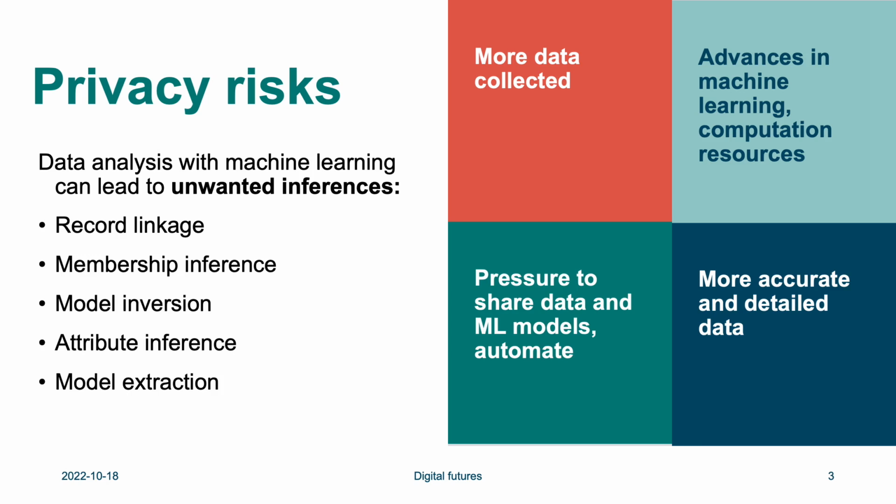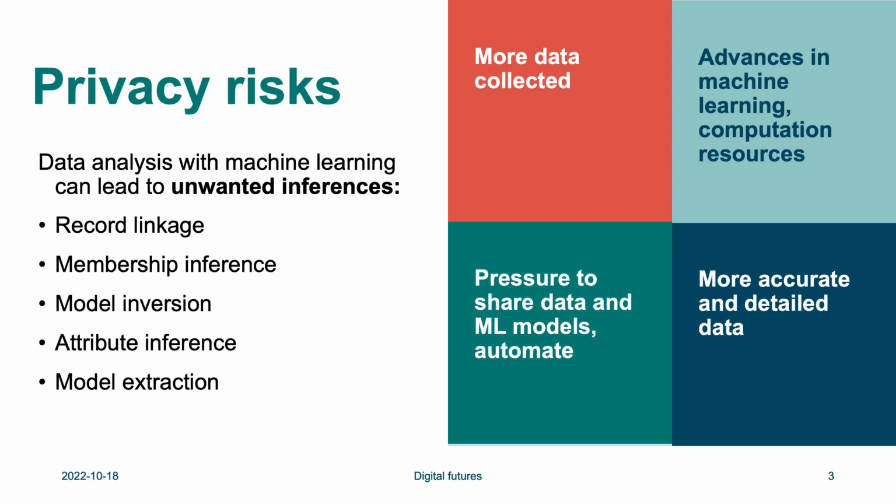Quite simply put, it's that the privacy risk has increased over the last years with more digitalization. So we have some developments that contribute to this. More data is being collected, and we have had advances in machine learning, and computational resources have become cheaper and more efficient. And we also have more accurate and detailed data. So not just more data, but better data. There is also an increased pressure to share data and to share machine learning models and do automation.